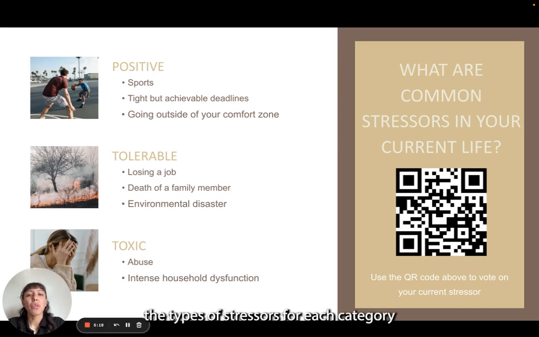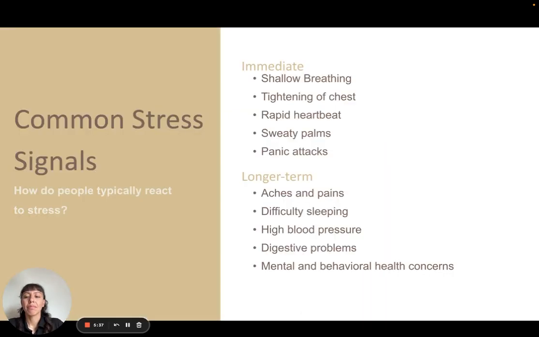Take a moment to review the types of stressors for each category and enter what your most common stressor is that you're currently experiencing in your lifetime.